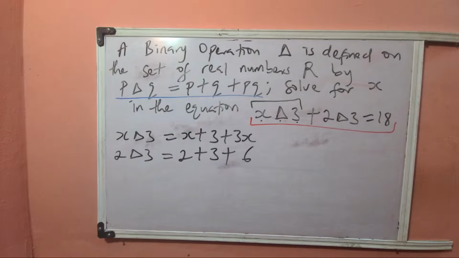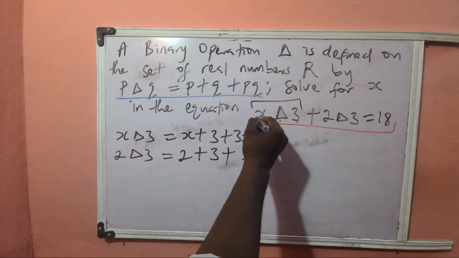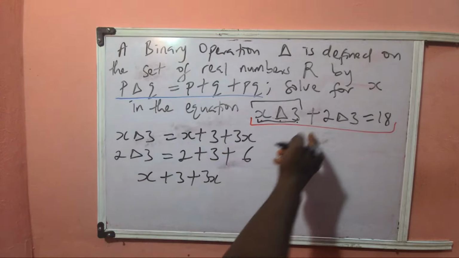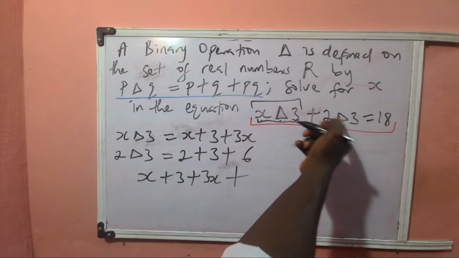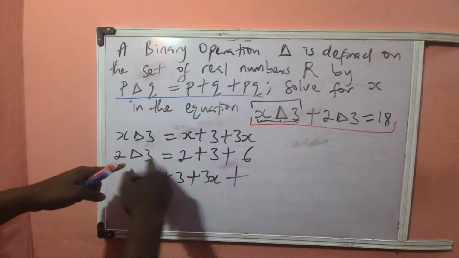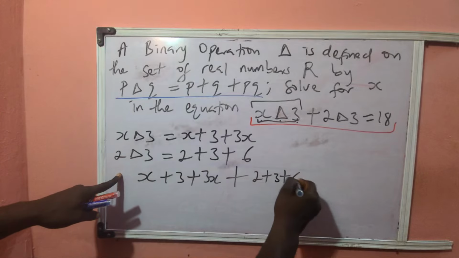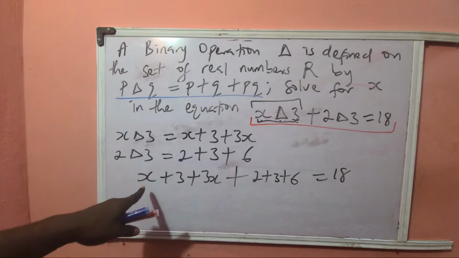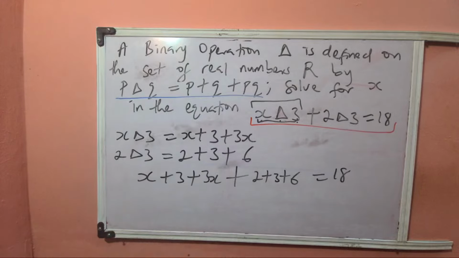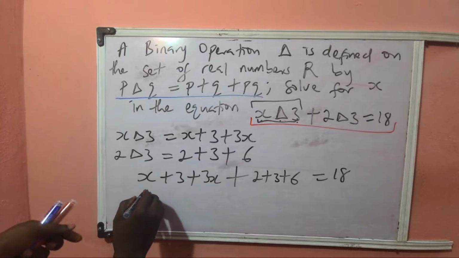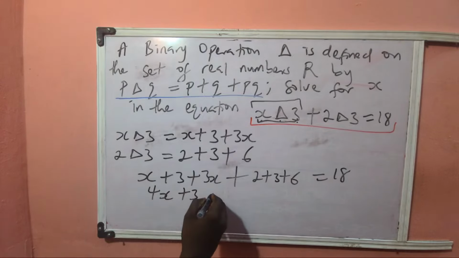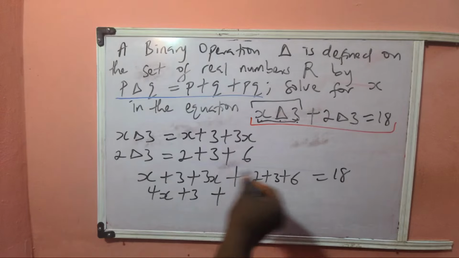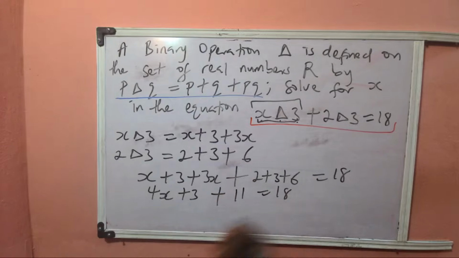So what do we have to do next? We bring these two together because this represents this now. So we have x plus 3 plus 3x. Now this plus is what joins both of them together. Then 2 binary operation 3, we have 2 plus 3 plus 6. And we said everything is equal to 18. I'm sure you can see what's going on here. We have x plus 3x, which obviously will be 4x. That will be 4x plus 3 plus, now we have 2 plus 3 plus 6, that gives us a value of 11, equal to 18.